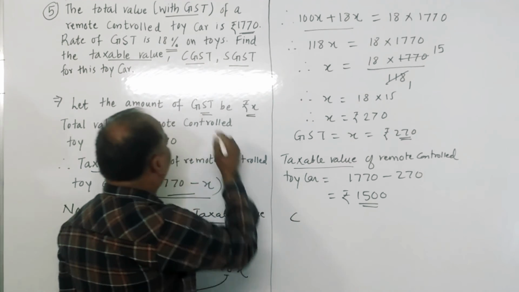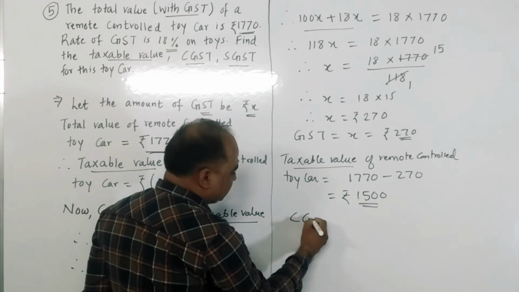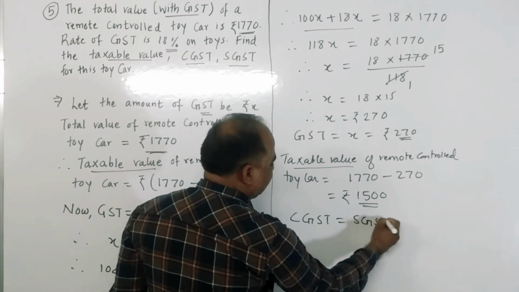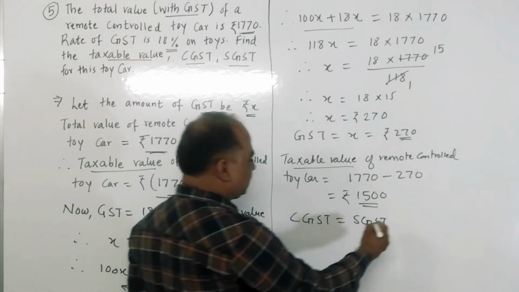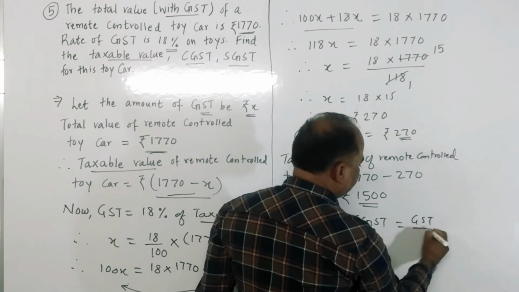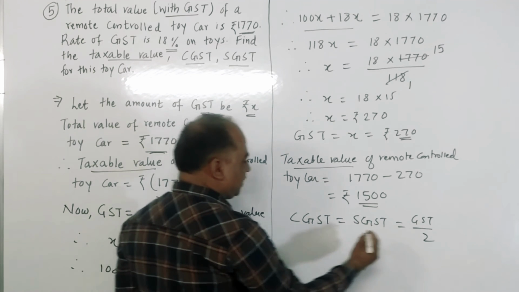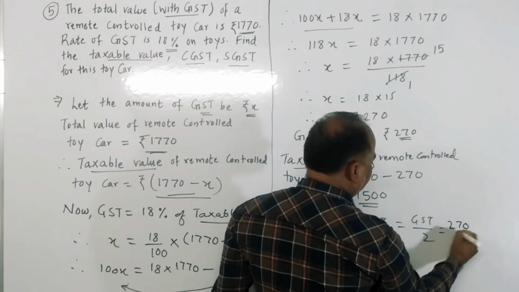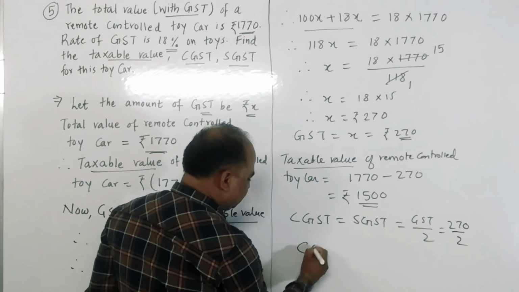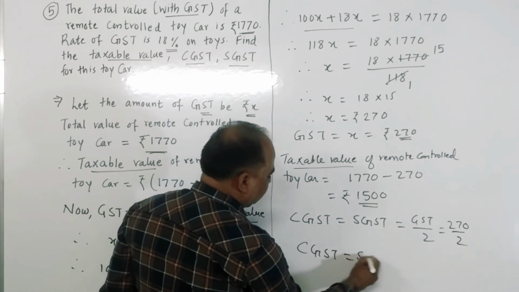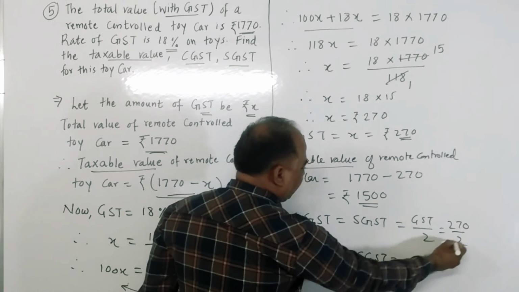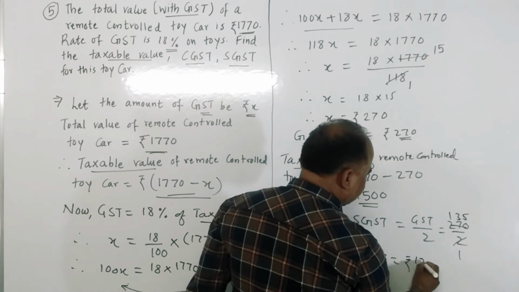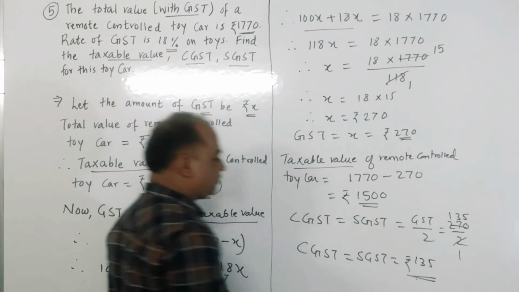Now the second part, CGST. CGST and SGST are the same, which is equal to total GST divided by 2. GST is 270 divided by 2, so CGST is equal to SGST, which is rupees 135.